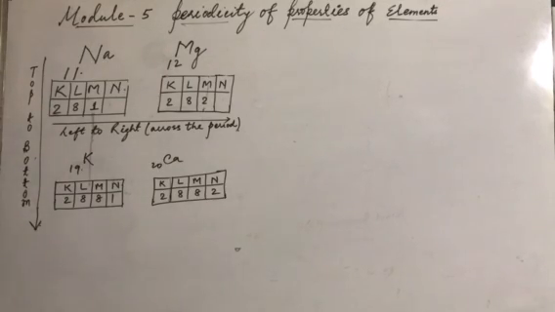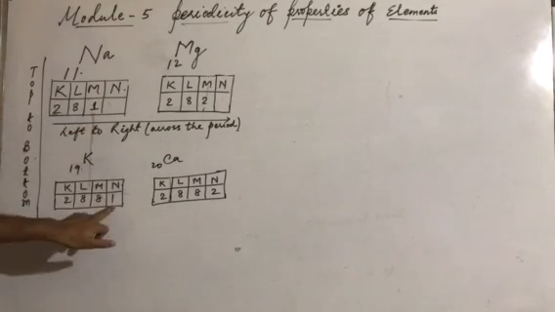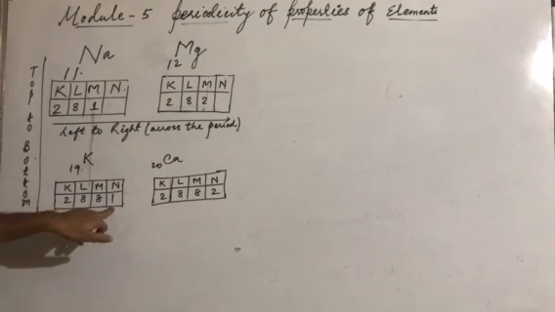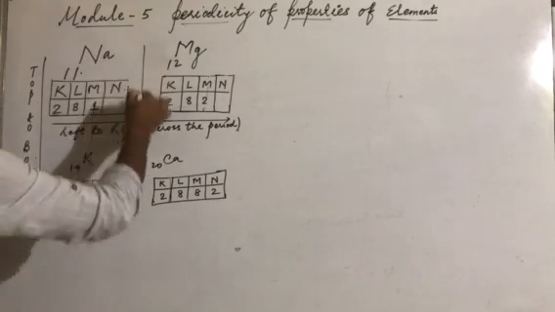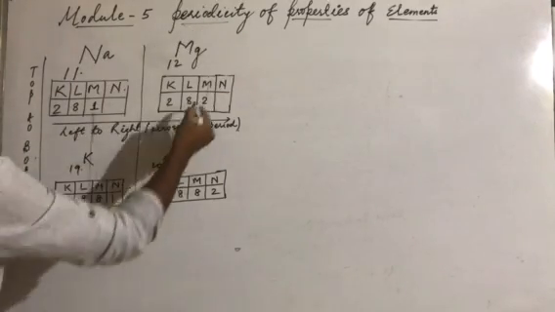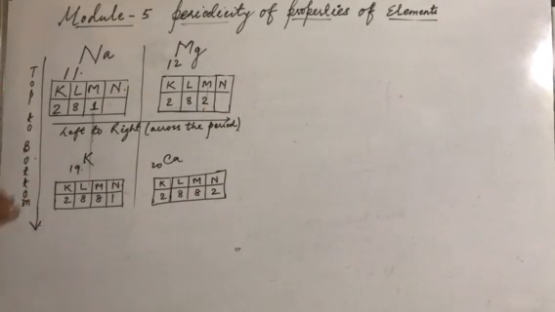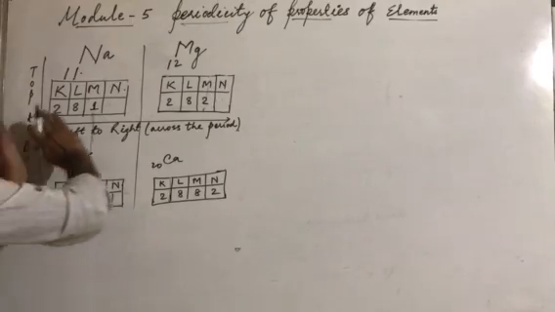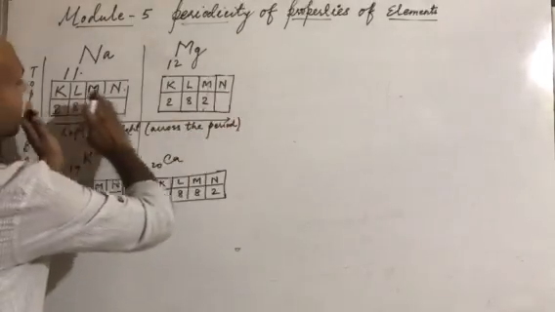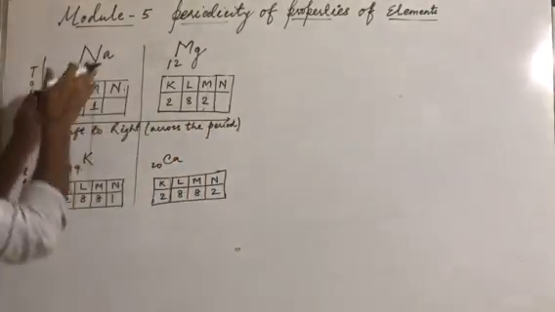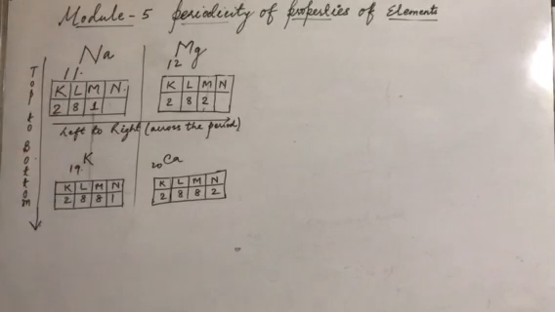In case of valency, as I have told you, as we move from top to bottom down the group, the valence electrons remain the same. Here the valence electron is 1, here also the valence electron is 1. So this is about one particular group. Again, moving to this one, here I have valence electron 2, here also valence electron 2. That means as we move from top to bottom, the valence electrons remain the same. But as we move from left to right across the period, the valence electrons increase. With the help of an example, it will be quite easy for you to understand.